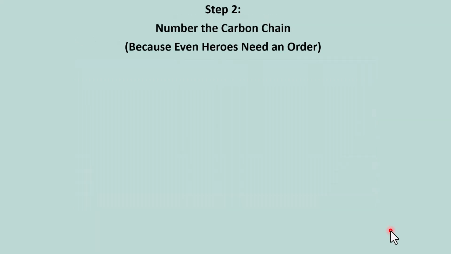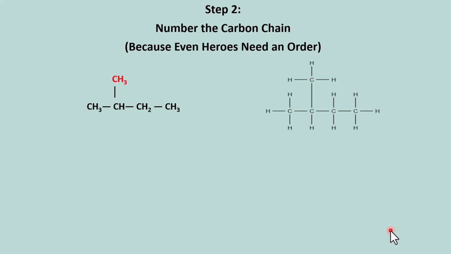Let's move on to the second step. Once you've identified the main character, which in our case is the longest continuous chain, it's time to give it some structure. Literally. In doing that, we start numbering the carbon atoms from the end closest to the first substituent that we come across. So we're going to practice that with some examples.